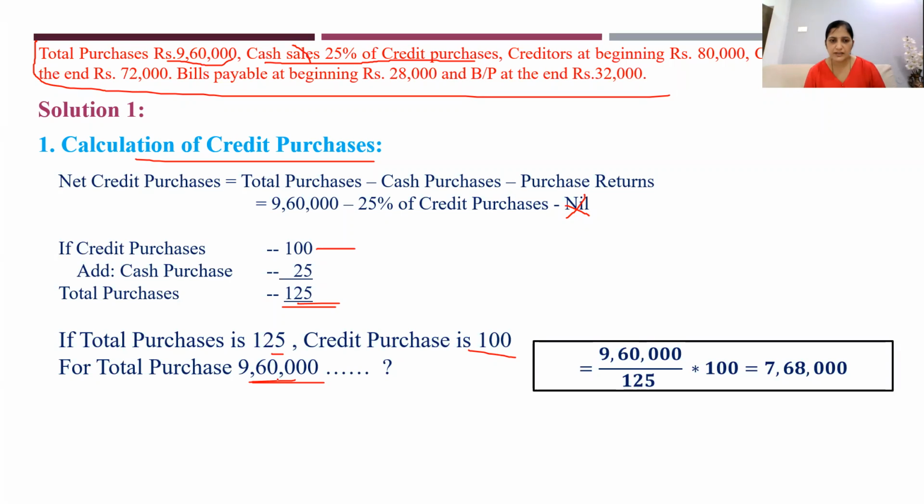Usually my method is to take this as the numerator and this as the denominator, into 100. You can use any method. So you will get 7,68,000. What is this 7,68,000? This is our net credit purchases. Okay. So credit purchases is 7,68,000.